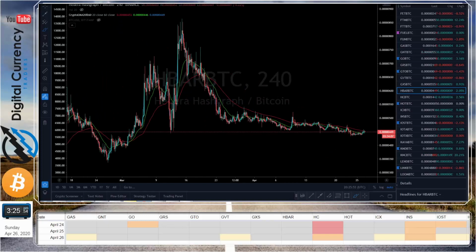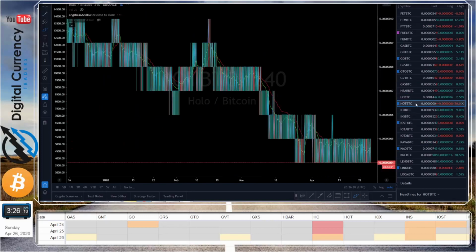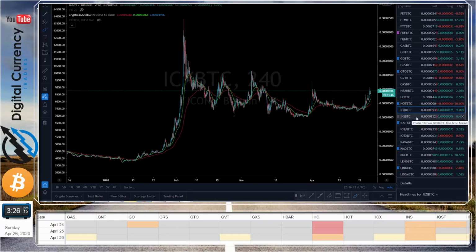And in the spreadsheet, this one is HBAR. It is neutral because the 12-hour EMAs have crossed, and that one kicked us out a while ago. Let's go on to HC, giving us a number 1 point, not a signal. HOT. Okay, not much there.